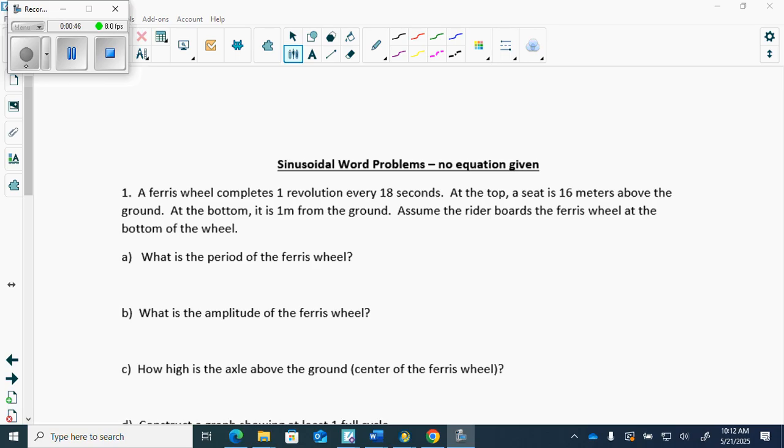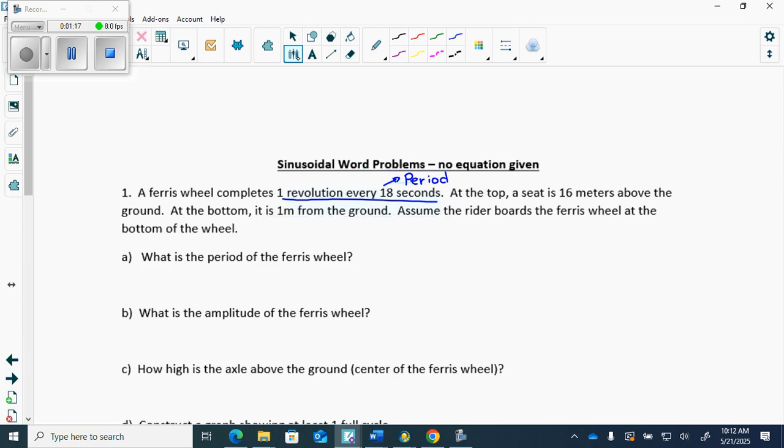So here we have, a Ferris wheel completes 1 revolution every 18 seconds. Now what I want you to think about is that something that makes 1 revolution, if they start at the bottom, they start at a minimum and then they go back to a minimum, correct? So what does that 18 seconds actually represent? The period. So 1 revolution every 18 seconds, that's actually the period.